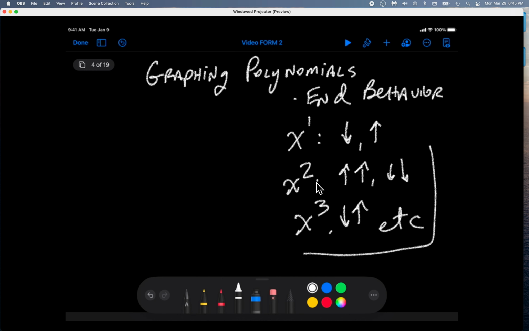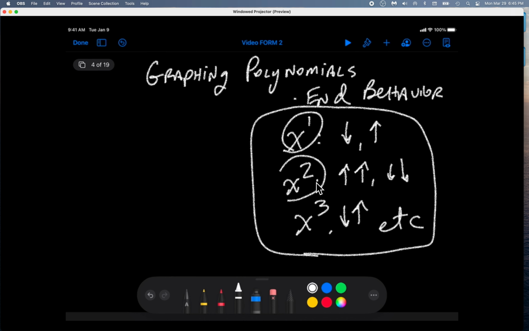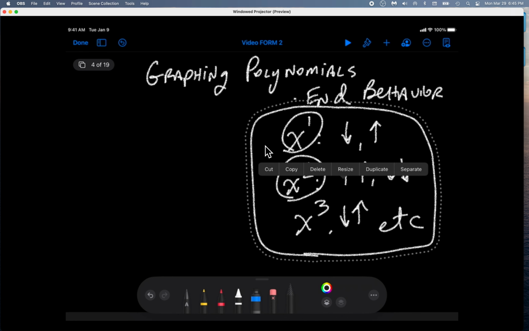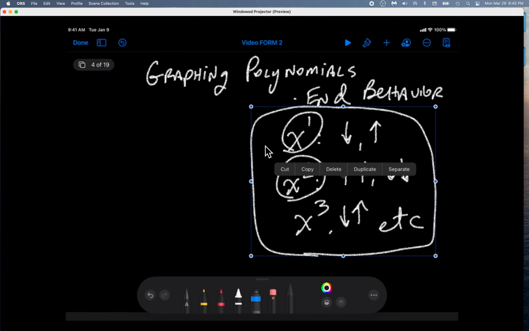Now, you can memorize all these charts if you want, but if you just refer to these two examples, memorize those, and memorize the fact that all even polynomials are going to behave like x squared, and all odd polynomial degrees are going to behave like x to the first, then you don't have to memorize any charts. Okay, let's now look at some examples.